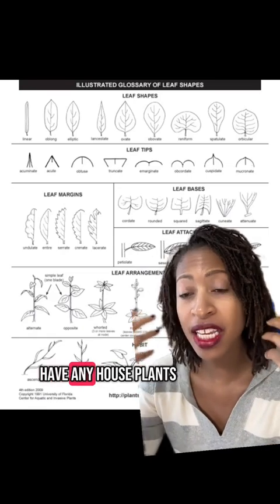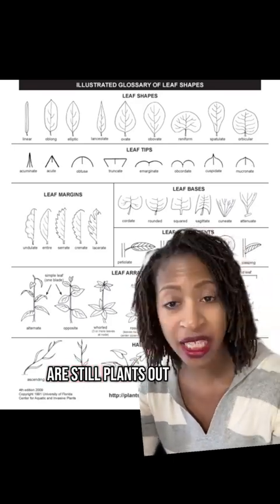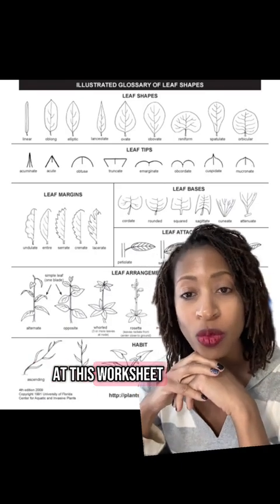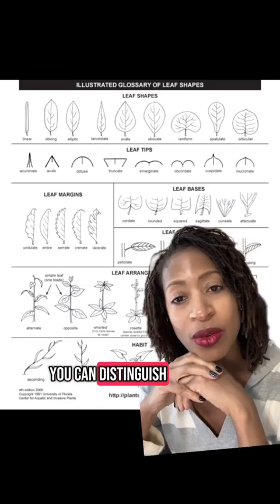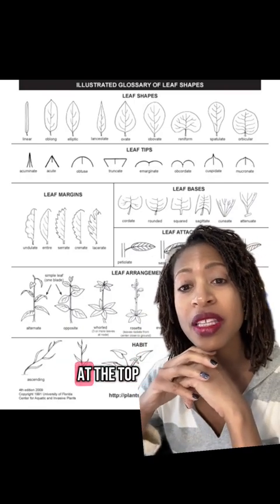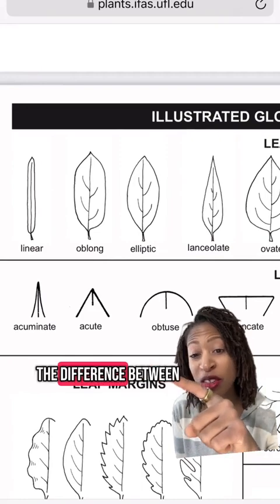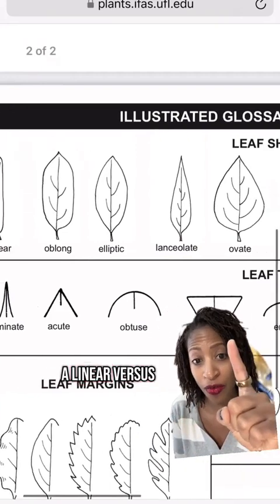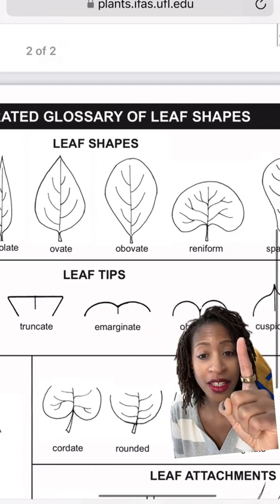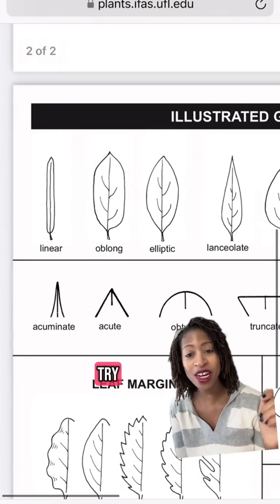And if you have any houseplants, or if you're in a warmer climate where there's still plants out, practice your observation skills. Take a look at this worksheet and see if you can distinguish the different leaf shapes shown at the top. Practice distinguishing between the different leaf shapes. Can you tell the difference between a linear versus a lanceolate or an obovate or a spatulate shape? Give it a try.